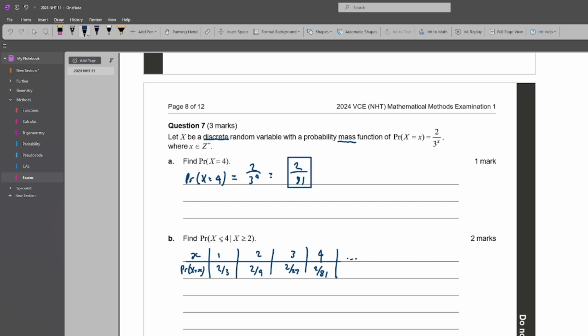Now, find the probability that x is less than 4, given x is greater than or equal to 2, so a conditional probability. We need to find the intersection of these two things. So the intersection of less than 4, keep in mind this isn't continuous, this is discrete, so less than 4 means 3 or less. And then intersecting with greater than or equal to 2, that'll be 2 to 3. So 2 is less than or equal to x is less than or equal to 3, over the probability x is greater than or equal to 2.